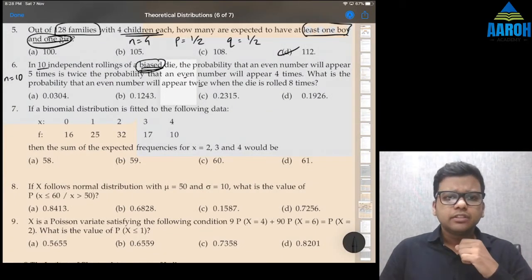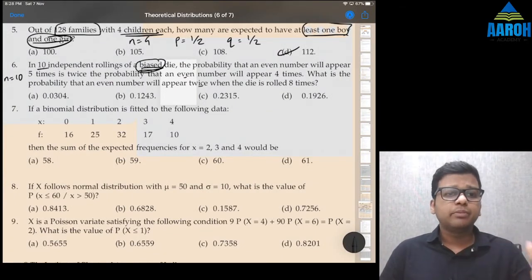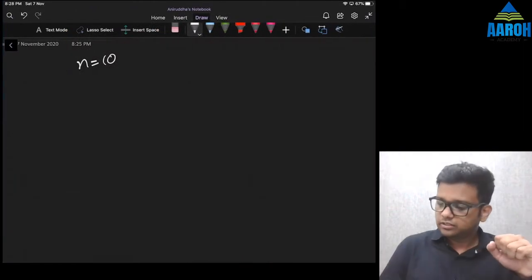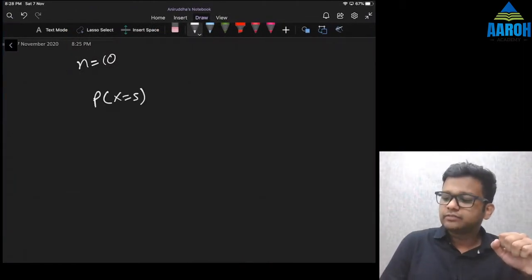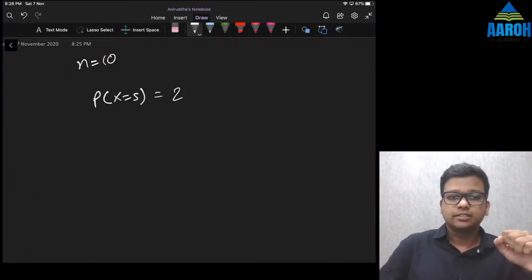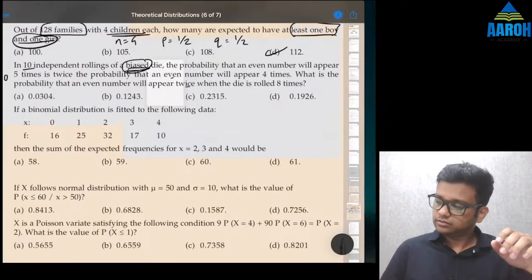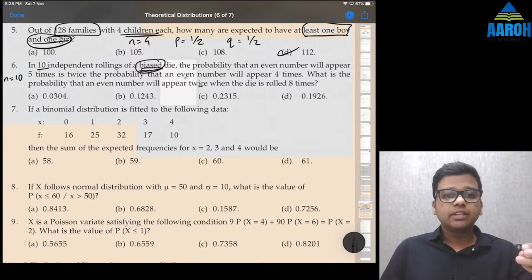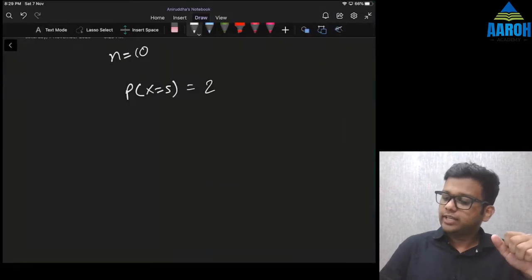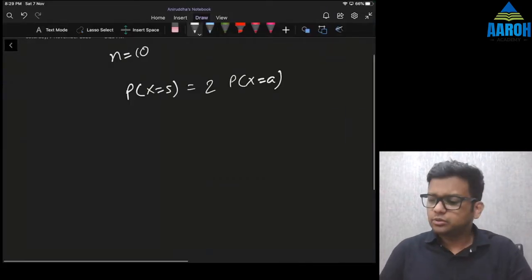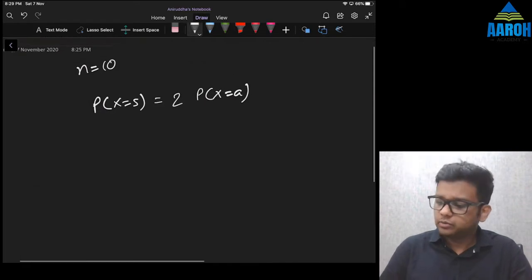So let's see what they have given. The probability that an even number will appear 5 times, that is 5 successes, is twice the probability that an even number will appear 4 times, that is, twice the probability of 4 successes. We can try to solve this because we have n, we can find p and q. Let's try.